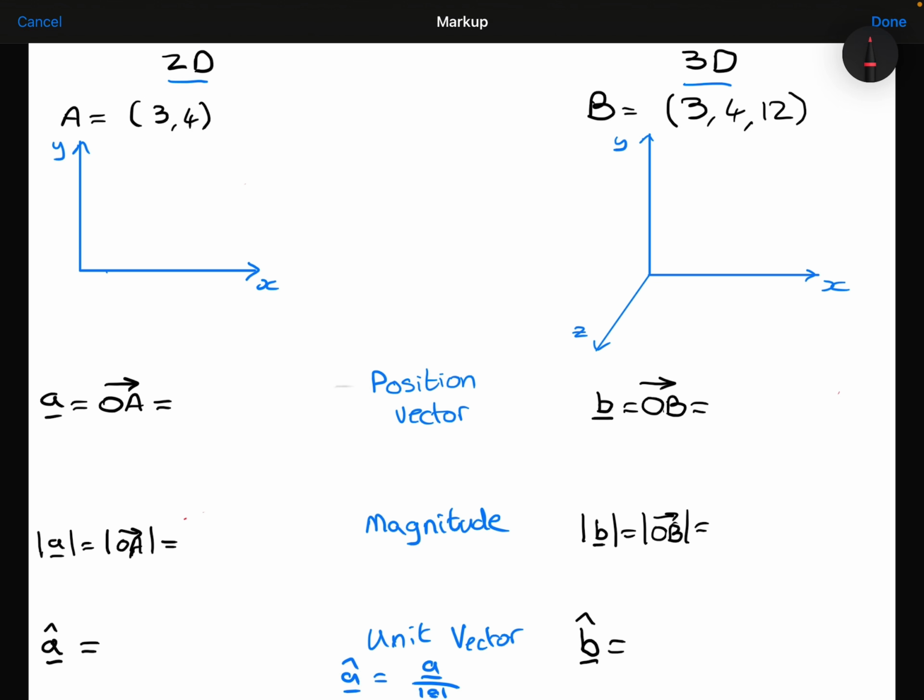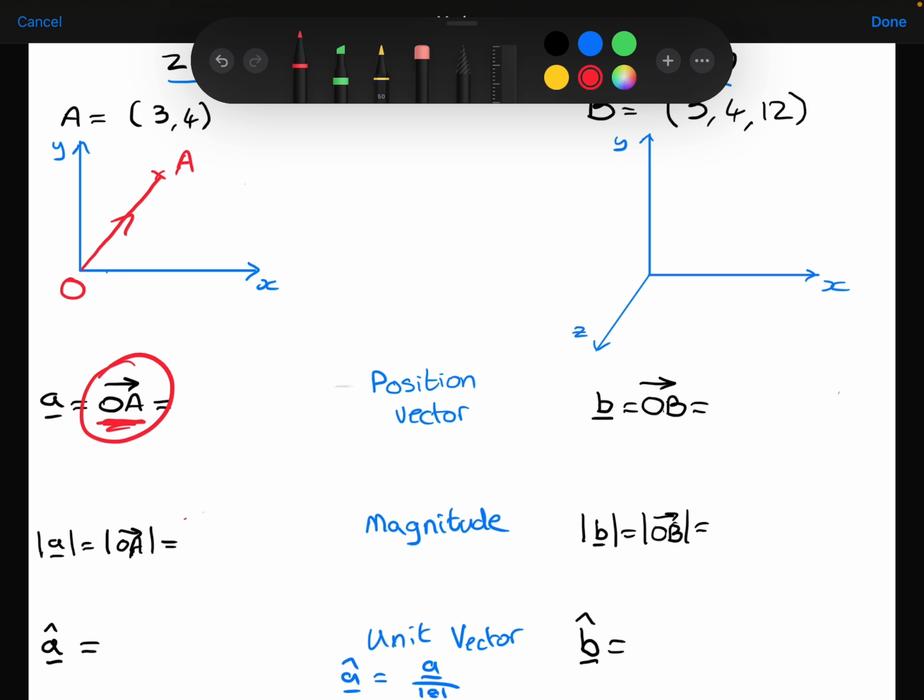So in 2 dimensions, first of all, I've got a coordinate A, which is 3, 4. So here's my point A, 3 squares in the x direction, 4 squares in the y direction. Now, the position vector is written like this, OA with an arrow on top. That's saying to go from the origin, O, to the point A in that direction. So this means the position vector of point A relative to the origin.